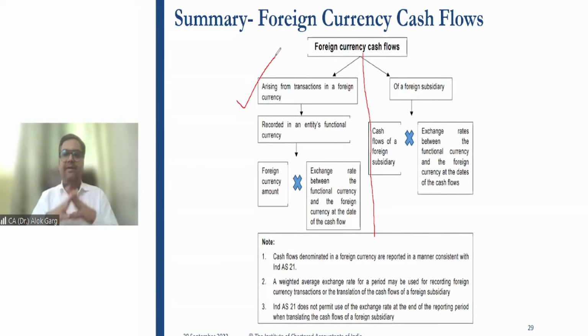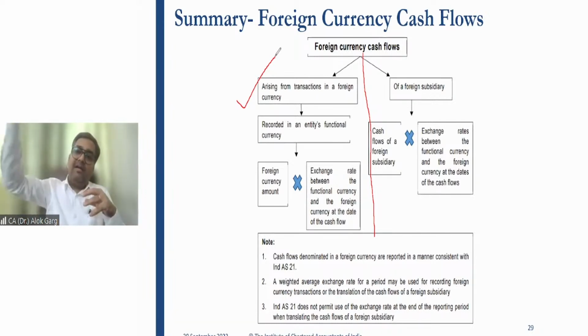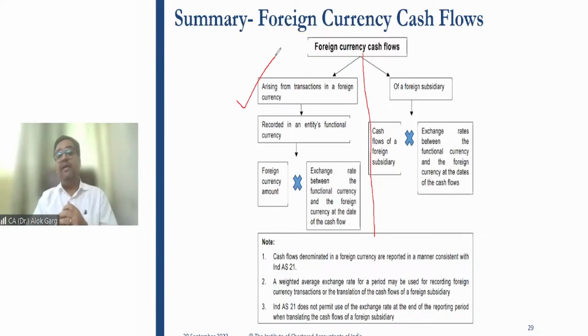For example, I am an Indian entity. My revenues are coming in US dollars. So what happens? My cash flow is in US dollars. So my transaction is happening in a foreign currency. So every week I am getting a foreign currency cash inflow. For example, in the first week of April, I got 1000 US dollars. So whatever spot rate was there, for example, on 7th of April, the spot rate was 70 rupees.